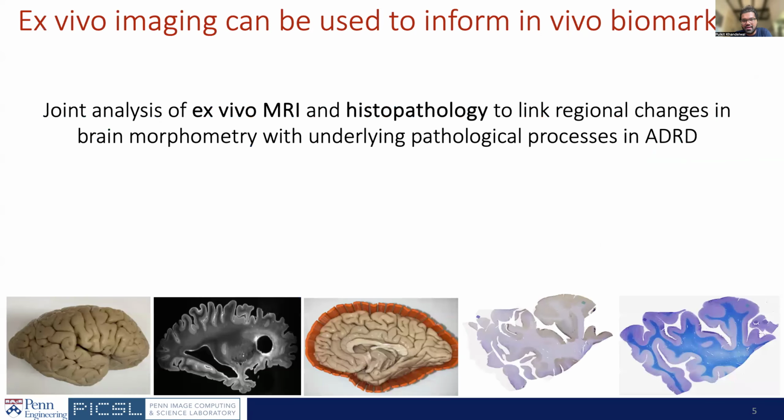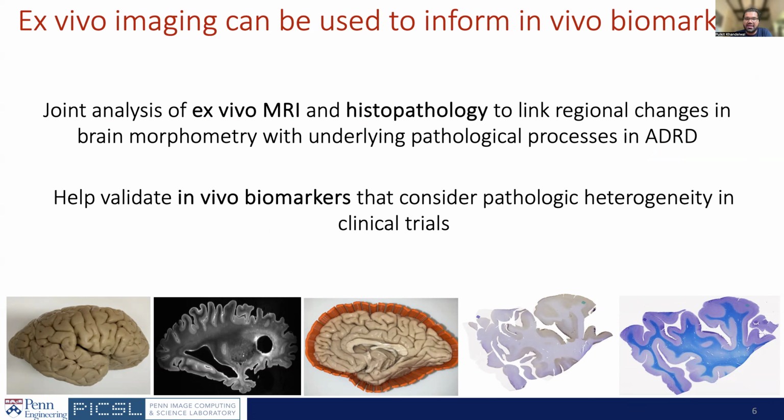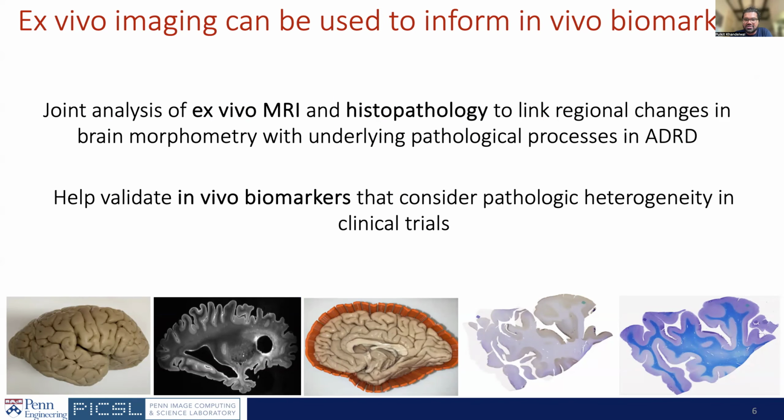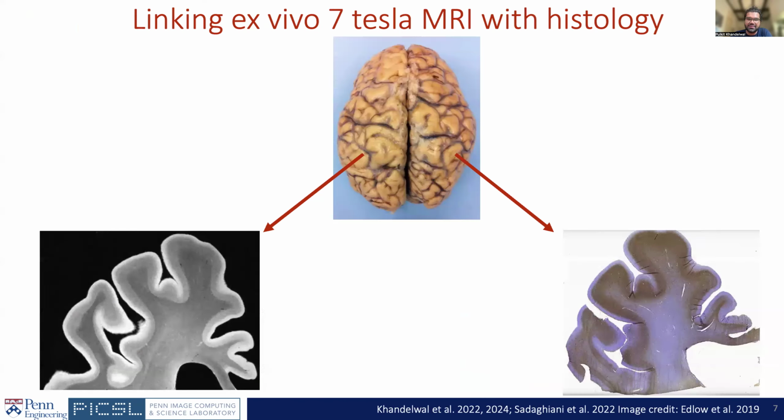Therefore, we believe that a joint analysis of ex vivo MRI and histopathology will help link regional changes in brain morphometry with underlying pathological processes in ADRD, and help validate in vivo biomarkers that consider pathologic heterogeneity in clinical trials. Postmortem MRI allows imaging at much greater resolution and helps study structure-pathology associations with greater granularity than in vivo MRI by linking cytoarchitecture with pathology.